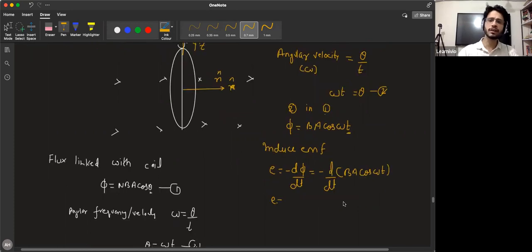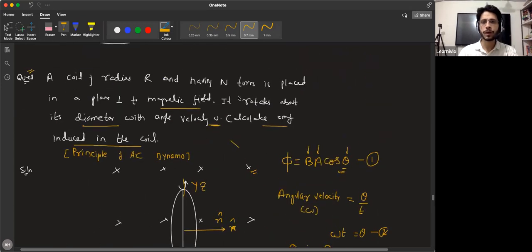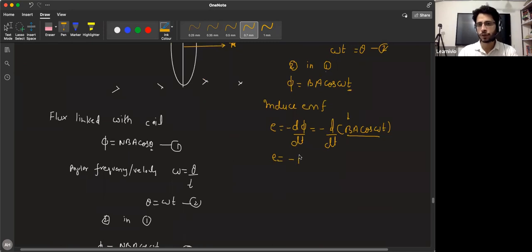Yashika, what are the constant terms in this derivative? What terms are constants here? Area, okay, good. See, area is constant due to rotation of coil. Area is not changing. And what about the magnetic field, Yashika? See, it's placed in a uniform magnetic field. Magnetic field is not changing. B is not changing. Area is not changing. Only the time is changing. We just have to differentiate cos omega t.